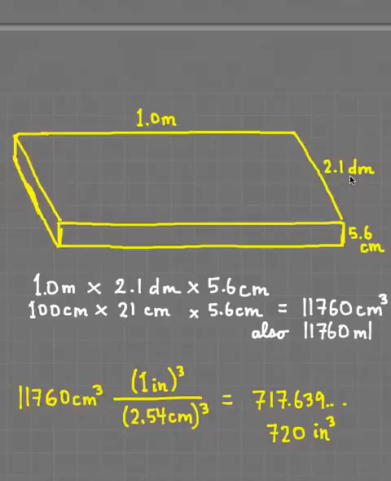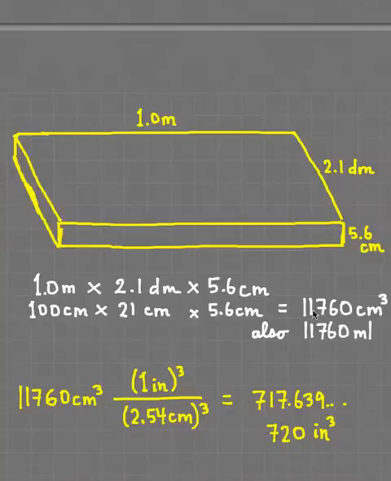I wouldn't blame you if you didn't remember what a decimeter was. A decimeter is 1/10 of a meter, and a centimeter is 100th of a meter. So that's why I got 21 decimeters in 21 centimeters and 2.1 decimeters. Anyways, 100 centimeters times 21 centimeters times 5.6 centimeters gives me an answer.